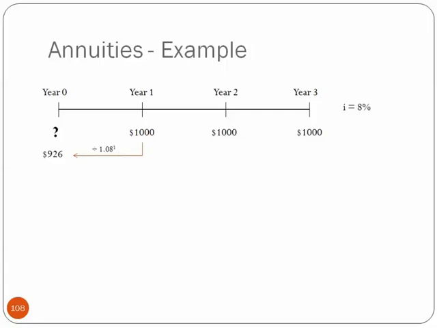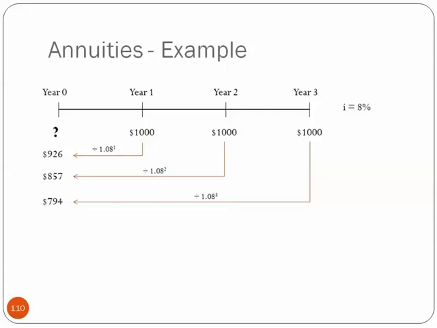Well, we need to discount each of these terms individually. So the first term is simply $1,000 divided by 1.08 to the first. That's $926. So the second term is 2 years out. So we need to divide that by 1.08 to the second. And that's $857. Then the third payment is 3 years out. So we need to divide that by 1.08 to the third, which is $794.